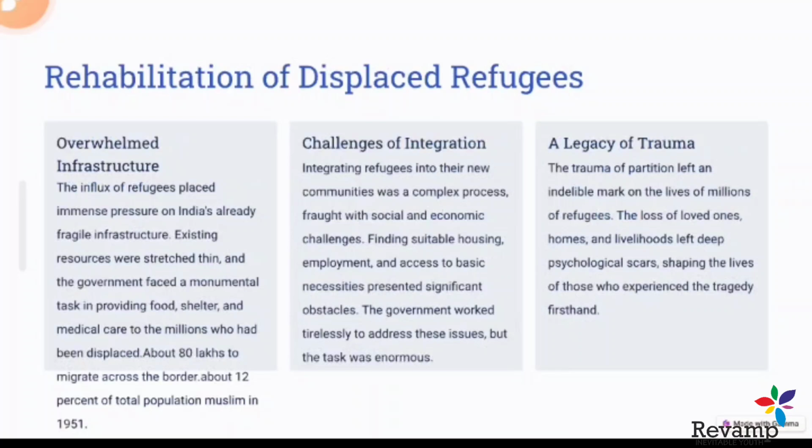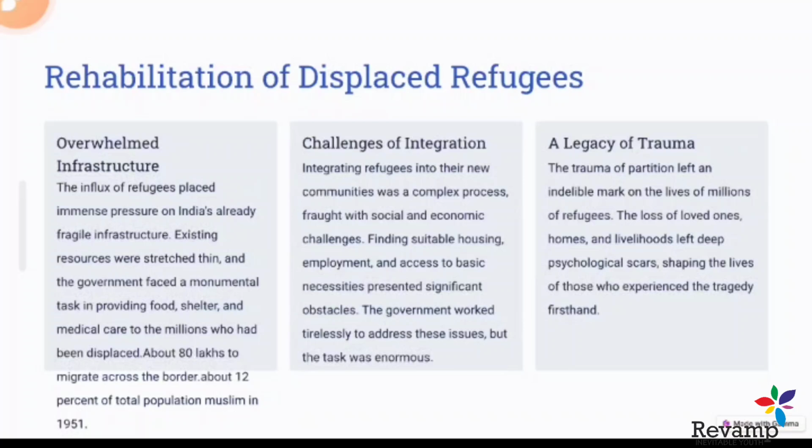So here is the challenge in front of the government. First is rehabilitation, because as I discussed earlier, 80 lakh people were displaced. The first foremost challenge is infrastructure, because we were also newly independent. We didn't have the infrastructure to rehabilitate and provide food, safety and shelter to such a large population. A lot of people who migrated from Pakistan came to Delhi and lived in Lajpat Nagar and surrounding areas in refugee camps. It was a government challenge to rehabilitate these people, because they lost their lives and had nothing left. And the second challenge is the challenge of integration.